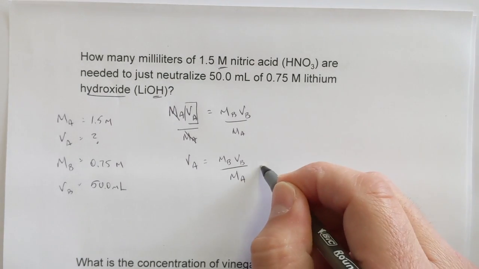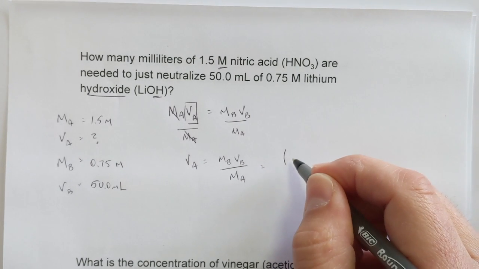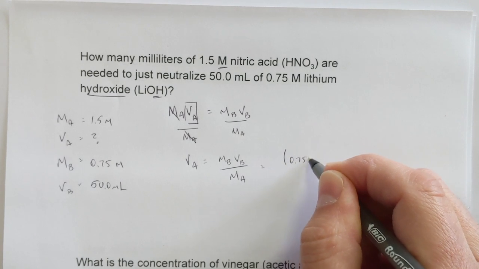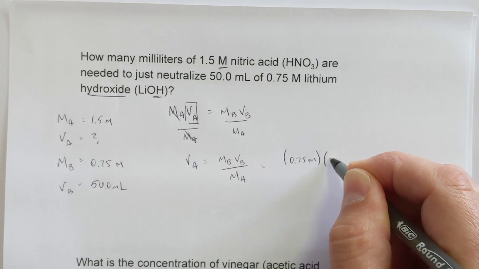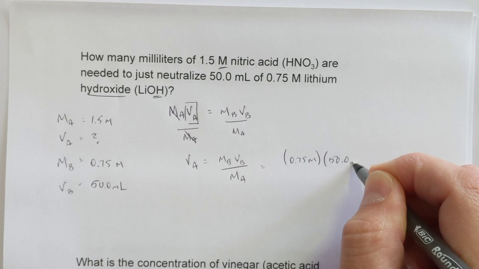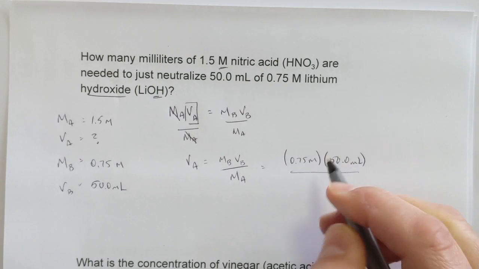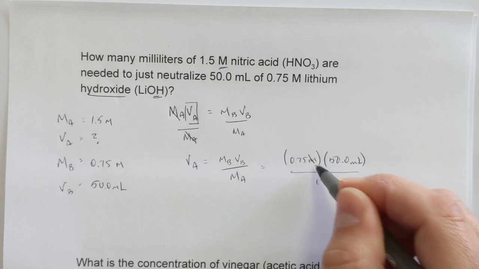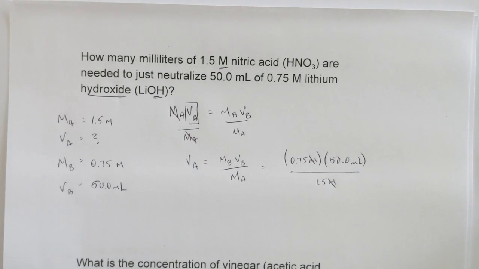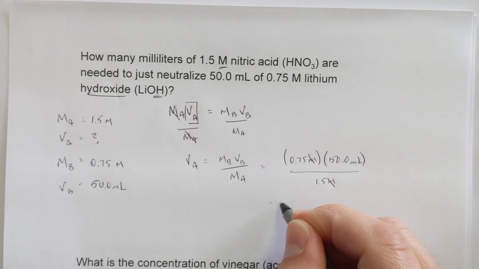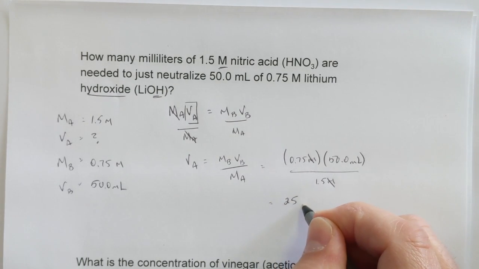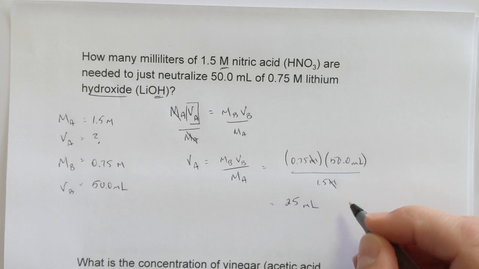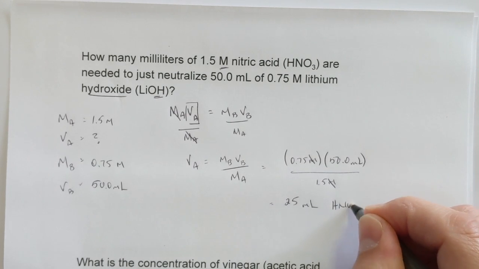Now I can plug things in. The molarity of the base is 0.75. Volume is 50 milliliters. All of this over 1.5 molar. The units of molarity will cancel out, and that leaves us with an answer of 25 milliliters of our acid.